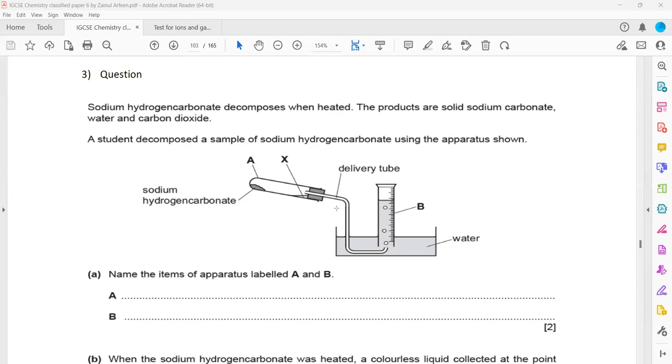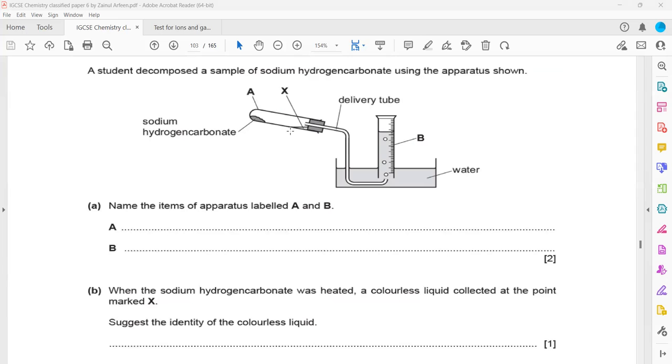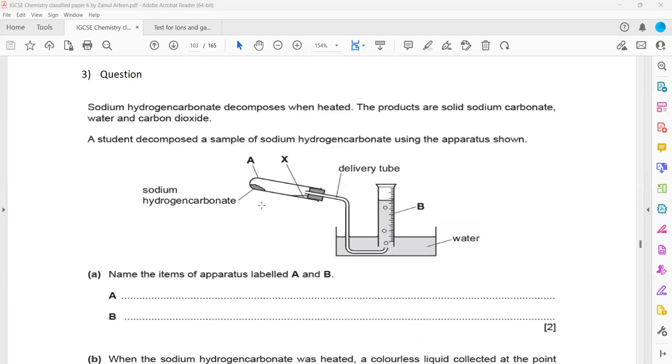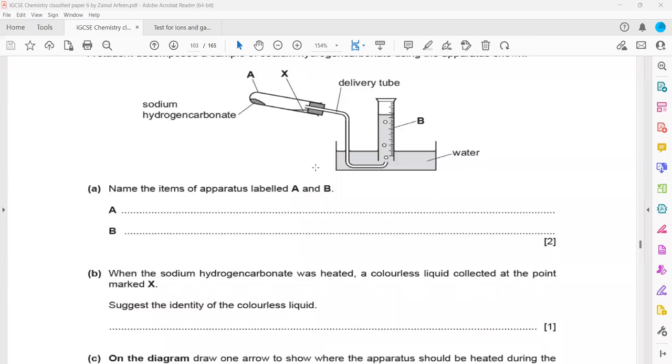What is X? That is the next part, I will answer that as well. When we heat sodium hydrogen carbonate, it turns into sodium carbonate, Na2CO3. It gives off water vapors, and as they move, they might condense, and as a result we might get water, H2O, here. And the carbon dioxide gas will be collected here. The water which is produced might condense and will be collected inside the test tube.